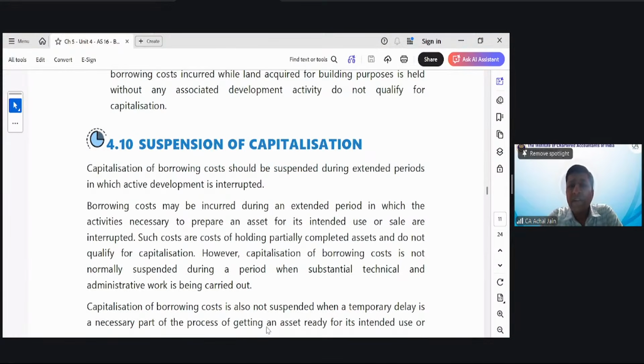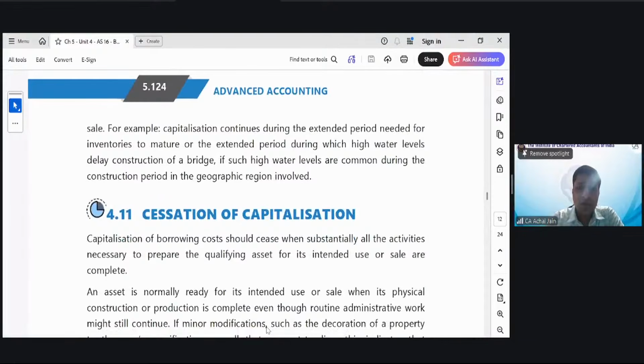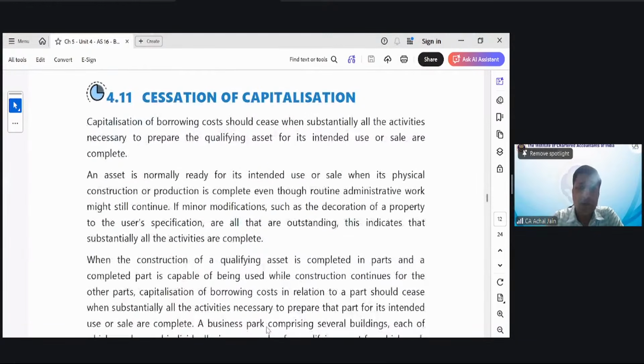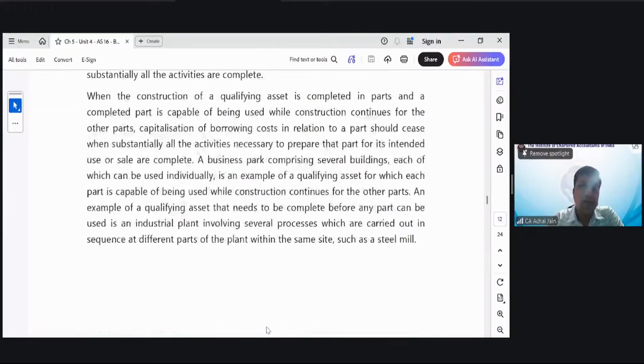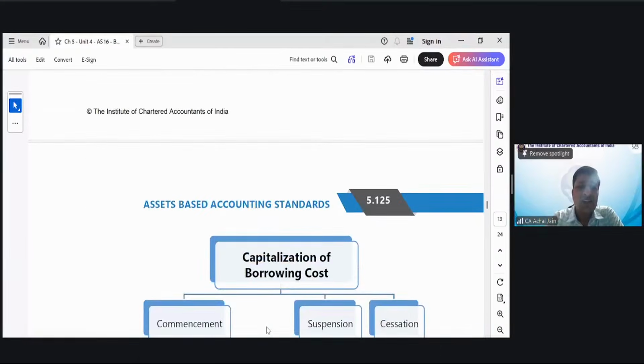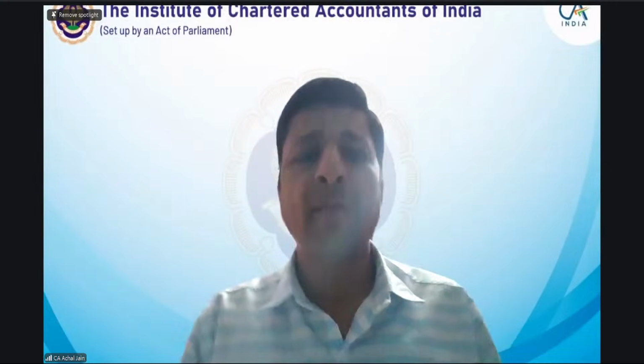And you will suspend it during the abnormal period. Now what is going to be that abnormal period and any sort of suspension in the active development work? What is going to be the nature of that? Because during that period, you will not be able to capitalize. And of course, when do you bring this to an end? Means when do you cease this capitalization? Now, for this, we will take an example.